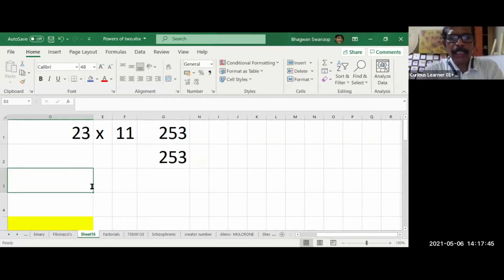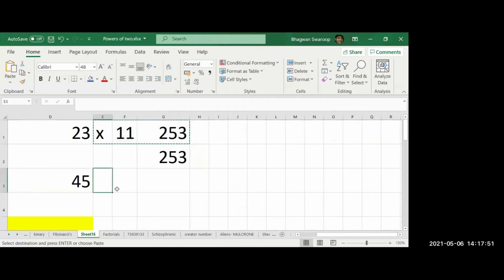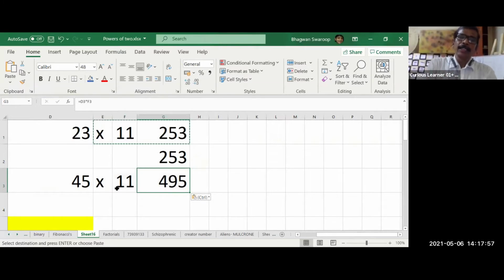Now multiply 45. Excuse me, sir. Is this applicable with only 11 or any other number? No, this trick is only for 11. You see 45 multiply 11, 4 as it is, 5 as it is, 4 and 5 take together, insert it between, 495. Answer. One second answer.